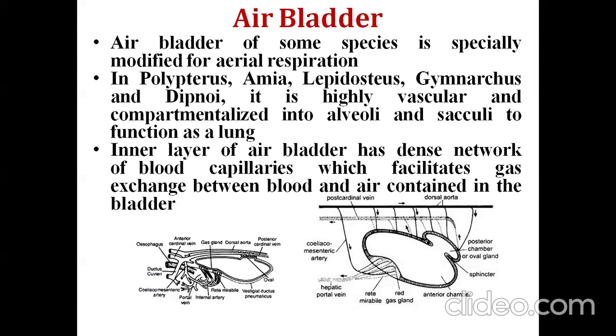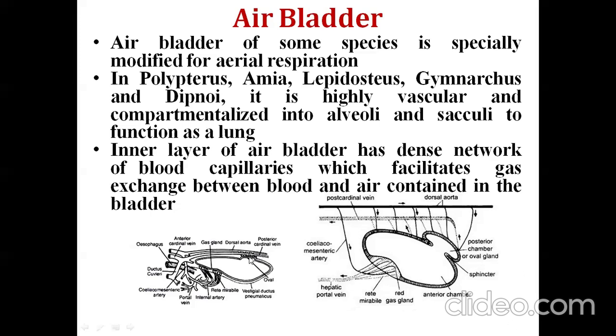In Polypterus, Amia, Lepidosteus, Gymnarchus, and Dipnoi, all these are normally called lungfishes. Like other organisms, such as reptiles, aves, or mammals, those organisms which have lungs for respiration, similar to that, they have the air bladder. So they are called lungfishes. And it is highly vascularized and compartmentalized into alveoli and saccules to function as a lung.